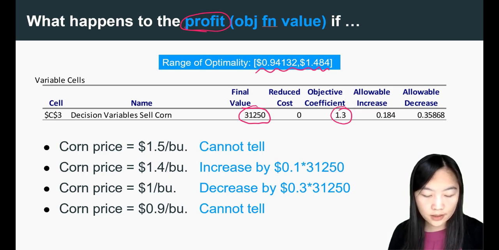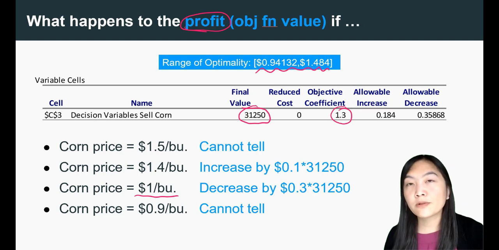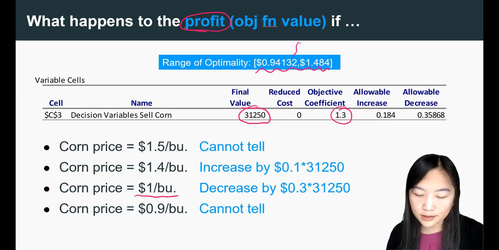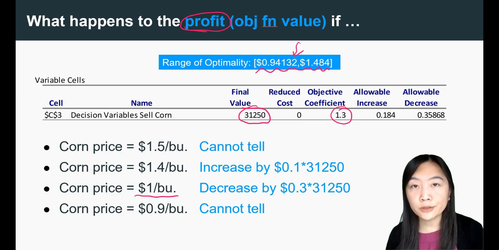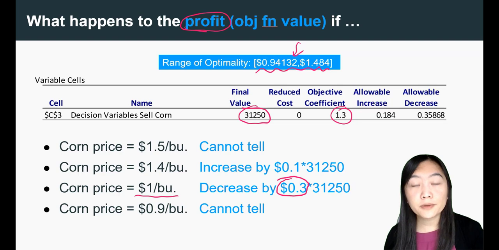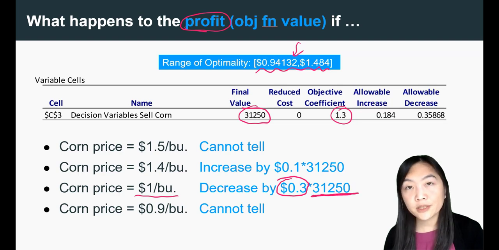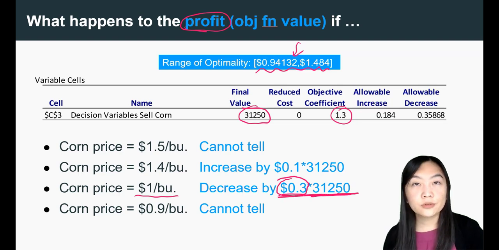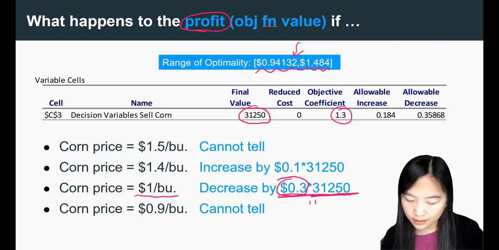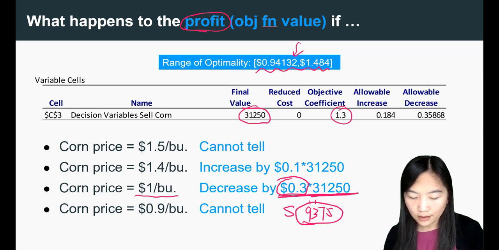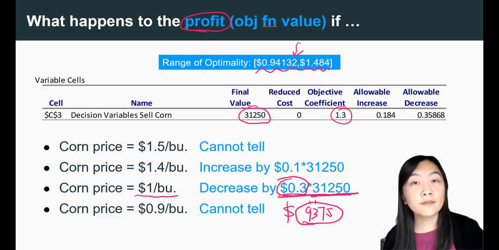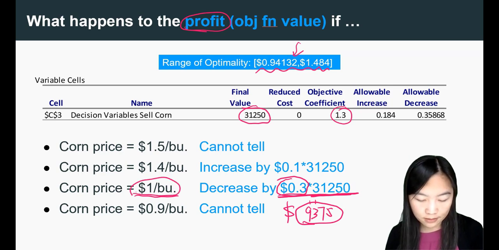You can also answer this question: what if the corn price decreased to $1? Because it's still within the range, the optimal solution doesn't change. The price decreased by 0.3 per bushel, and the optimal solution doesn't change. So if you take the product of those two, let me do it here, 9.3. This is the amount of the reduction in the profit if the corn price is $1.